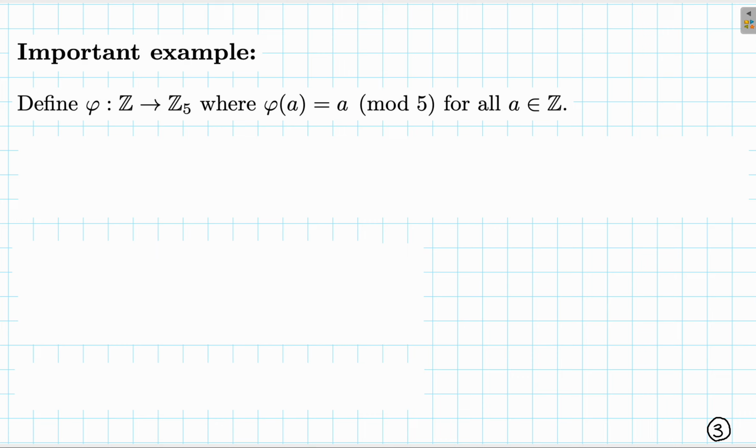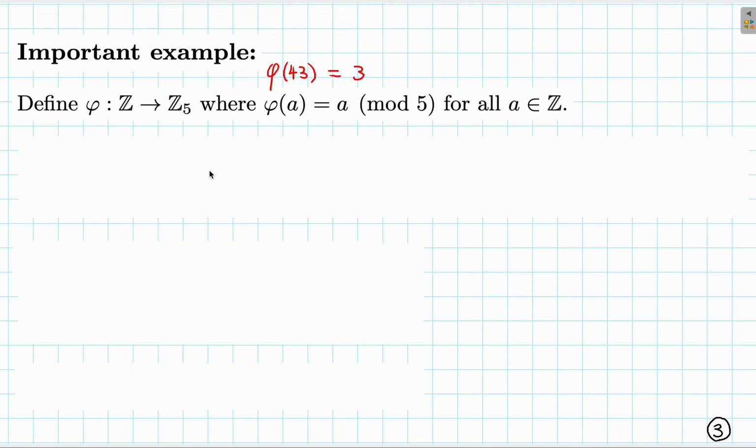Here's an important example. Let's define a function phi from the integers Z to Z5, where phi of a is a mod 5 for all a in Z. So this is often known as the reduction map because we take an input integer and reduce it mod 5. So for example, phi of, let's say, 43 would be 3, because we're reducing 43 mod 5. The input 43 is an integer in Z, and the output 3 is an element of Z5.